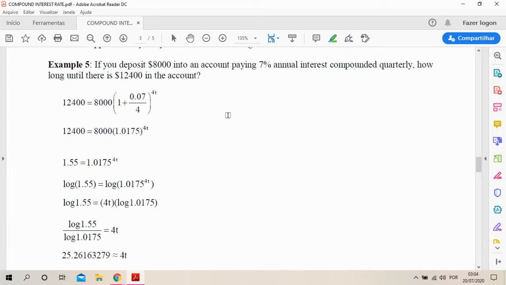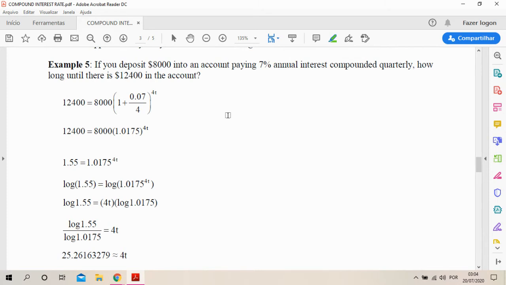Let's see another example where we need to use logarithms. If you deposit $8,000 in an account paying 7% annual interest compounded quarterly, how long until there is $12,400 in the account?